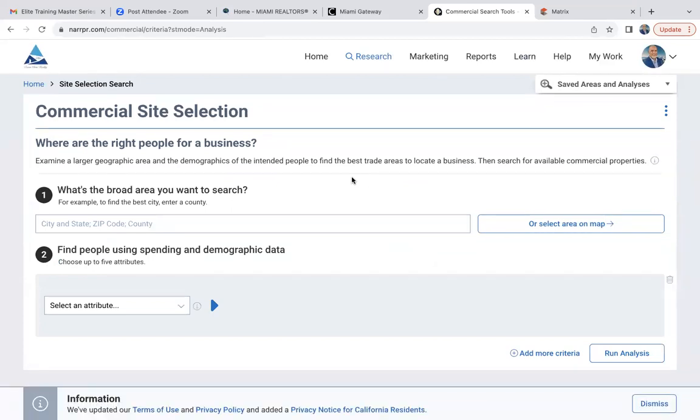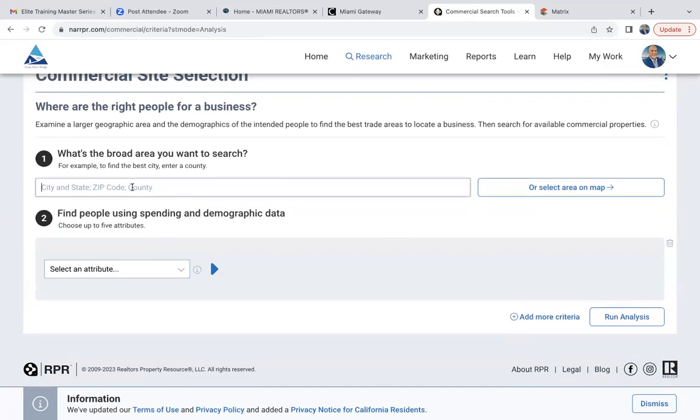This really allows you to play around with the market stats and see what's going on in any area for commercial. And let's go ahead and put in here 33141. All right, let's do zip code 33141, which is like North Beach, right? And then you're going to go ahead and select an attribute.